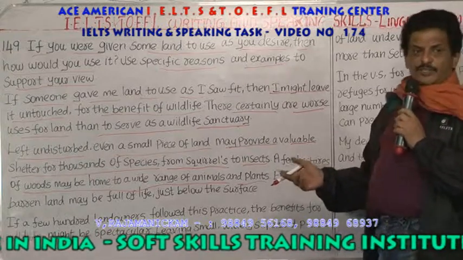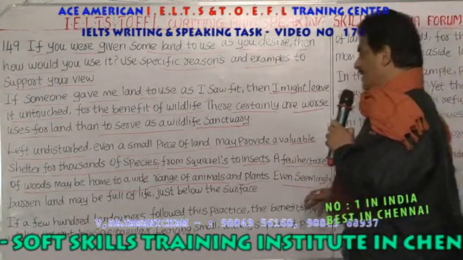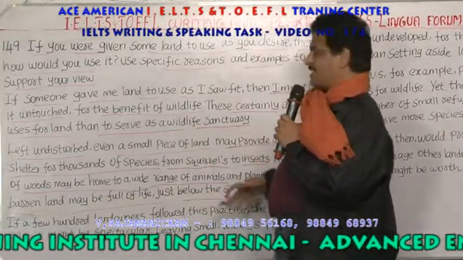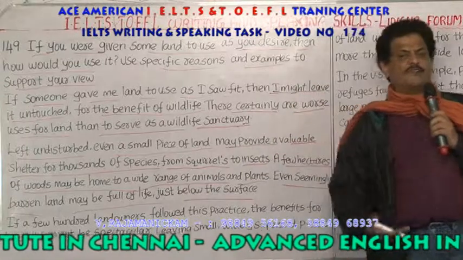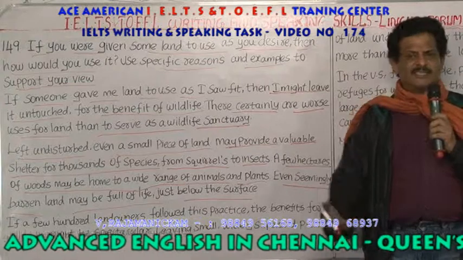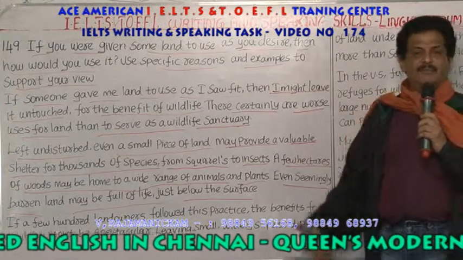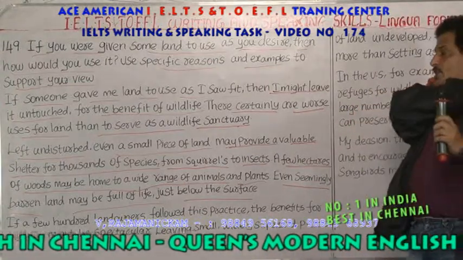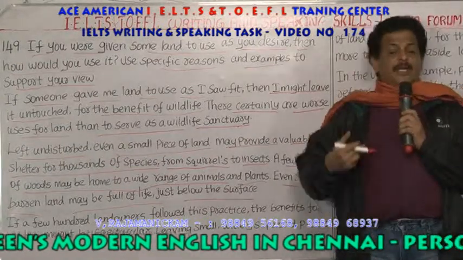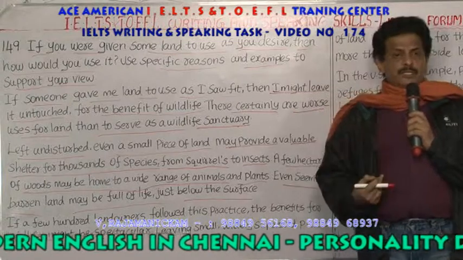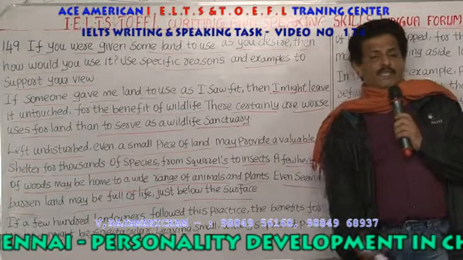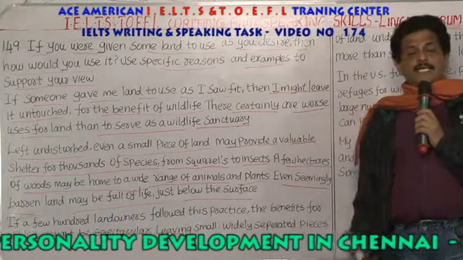Then he also says even seemingly barren land, empty land, may be full of life just below the surface. Just below the surface you find the earthworms, snakes and all those things; below the earth certain species can live. So here he says this undisturbed land may be used for the birds, for the animals, for the plants, and for most of the living beings under the earth.